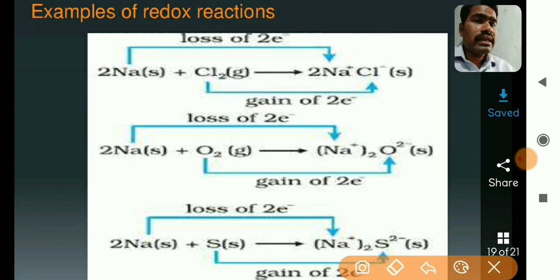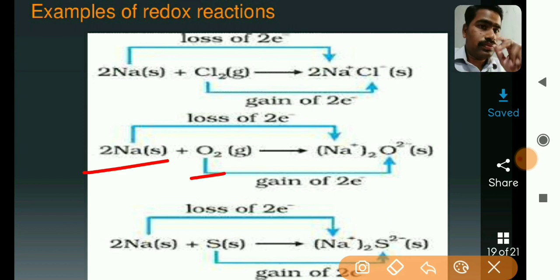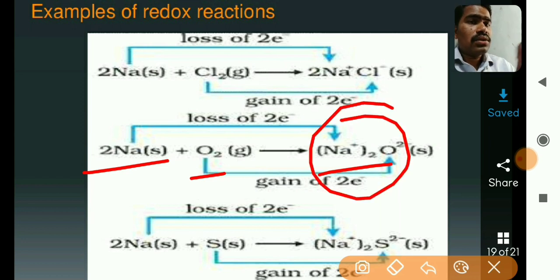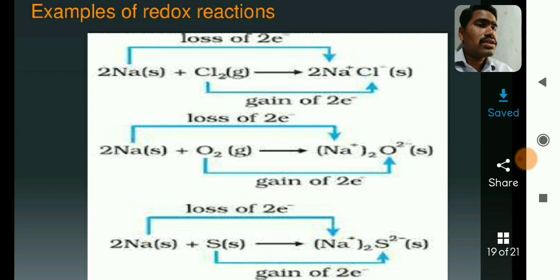Now let's go to the next example. Na plus O2. So it has become Na2O, that is sodium oxide. So in this reaction, addition of oxygen has taken place, so it is simply an oxidation reaction. Which reaction? Oxidation reaction. Addition of oxygen has taken place, it means that it is an oxidation reaction. But at the same time it is a redox reaction.